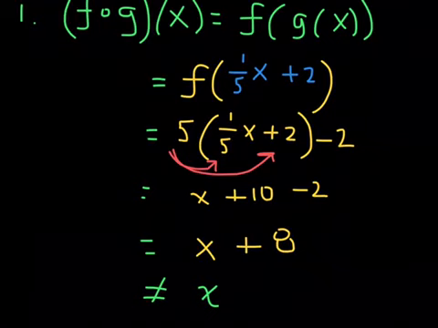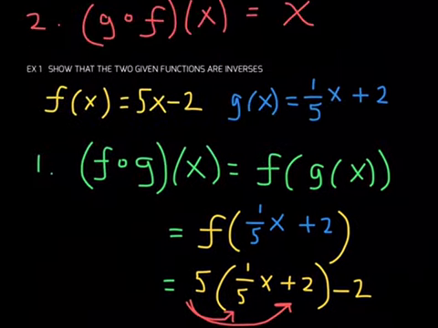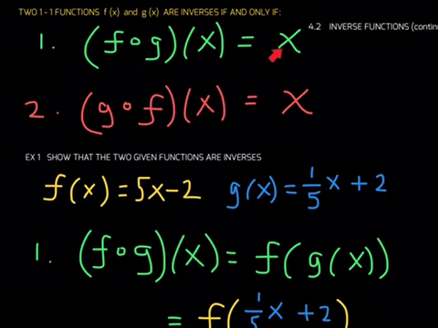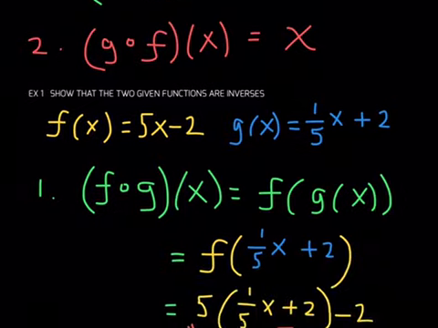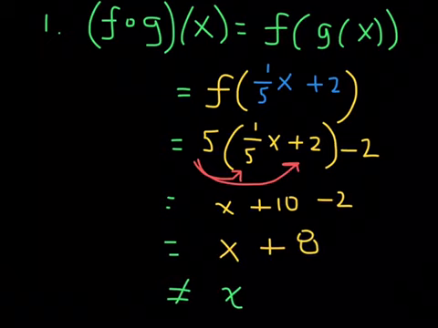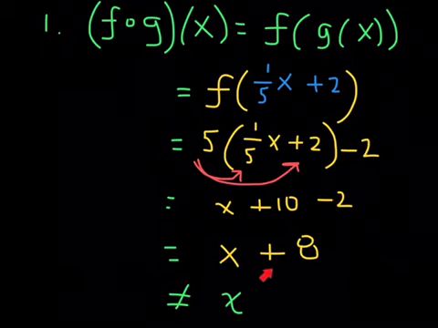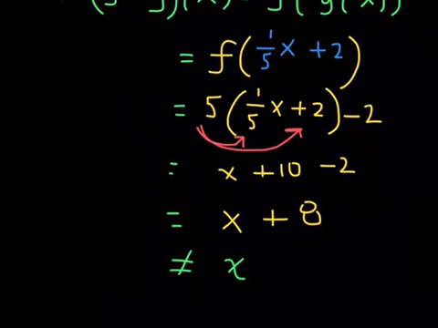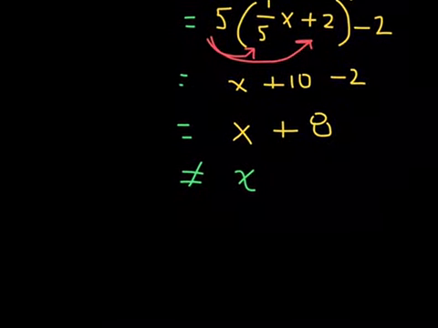Let me remind you, in order for f and g to be inverses, f composed with g at x must simplify to just x, but it did not simplify to just x. f composed with g at x simplified to x plus 8, which is not equal to x. So what we can conclude right now is there's not even a reason for us to check condition number 2. We're done because it failed right away.